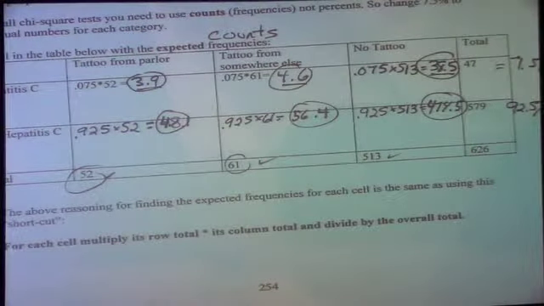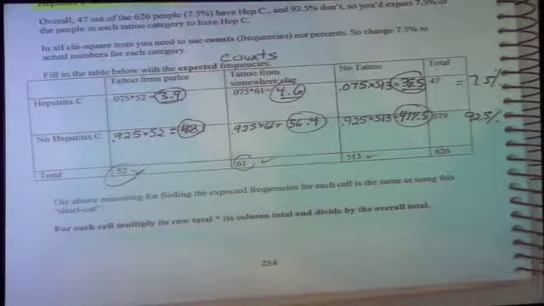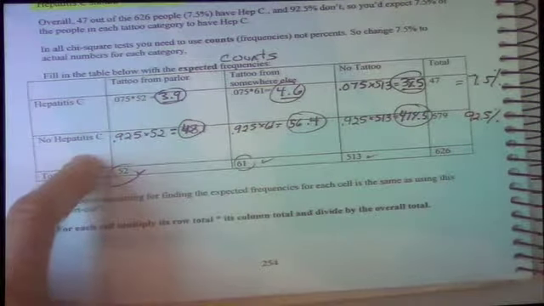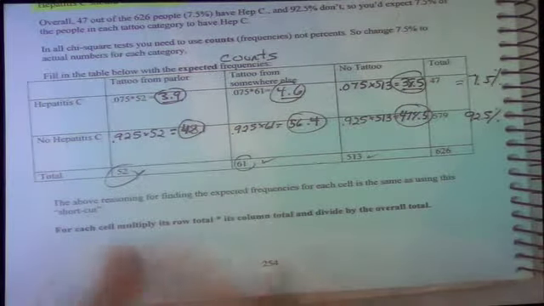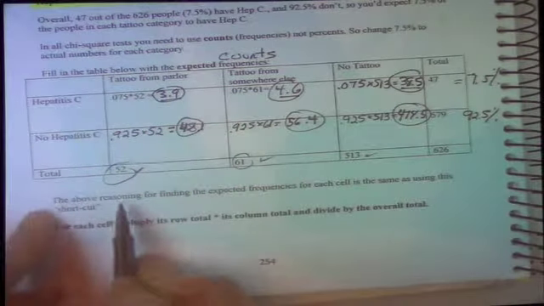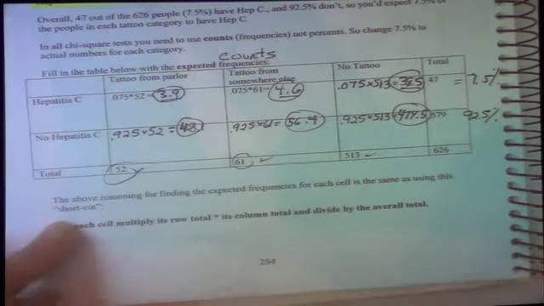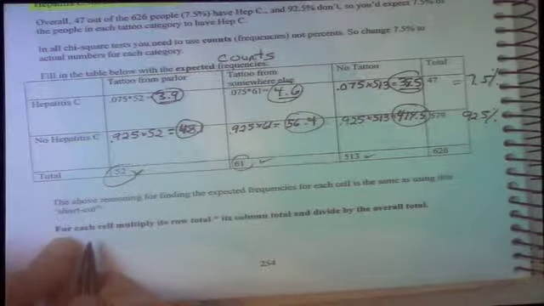Because you might get into exam mode. Now that you understand this reasoning, some people prefer this shortcut method of figuring out all these expecteds. So the above reasoning for finding these expecteds is the same thing as using this shortcut.